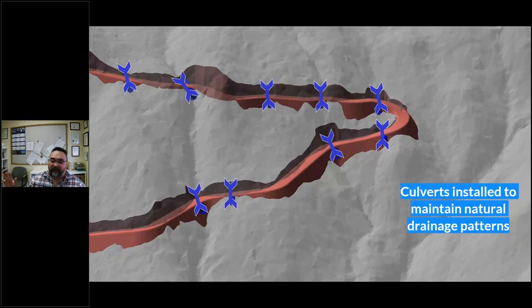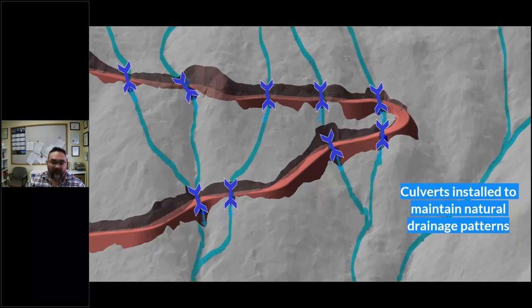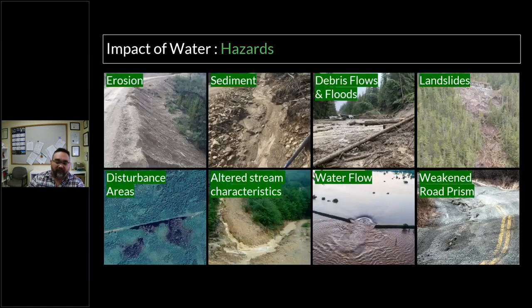Now, these changes in the water can impact a variety of things. Like I said, with the stream channels, it's not just about the concentration of flow and the changes in peak flow, but there are other impacts of water and other hazards. And just briefly, we can go over some of those.